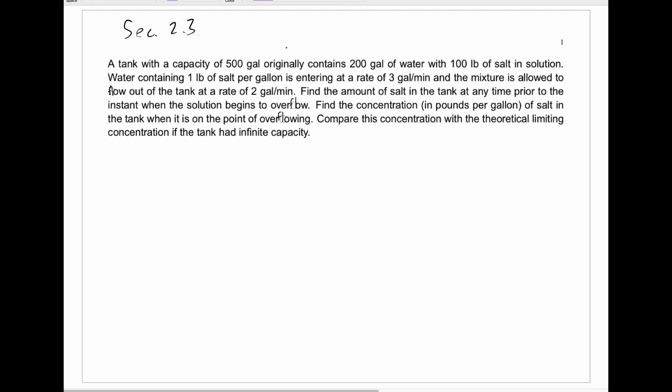This section really just presents a bunch of different examples, so that's what I'm going to do here. I'm going to just give you an example of solving a problem where you have liquid pouring into and flowing out of a tank. I'll read the problem for you.